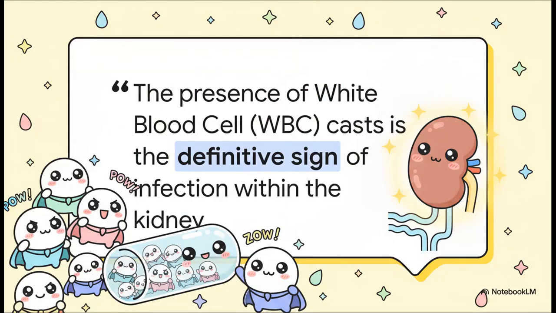This right here is the rule you have to remember. If you see white blood cells, the cells that are fighting the infection, being packed into a solid cast, it means the battle is taking place inside the kidney itself. The presence of WBC casts immediately elevates the diagnosis from a simple cystitis to pyelonephritis, and that signals a far more serious infection requiring much more aggressive treatment.